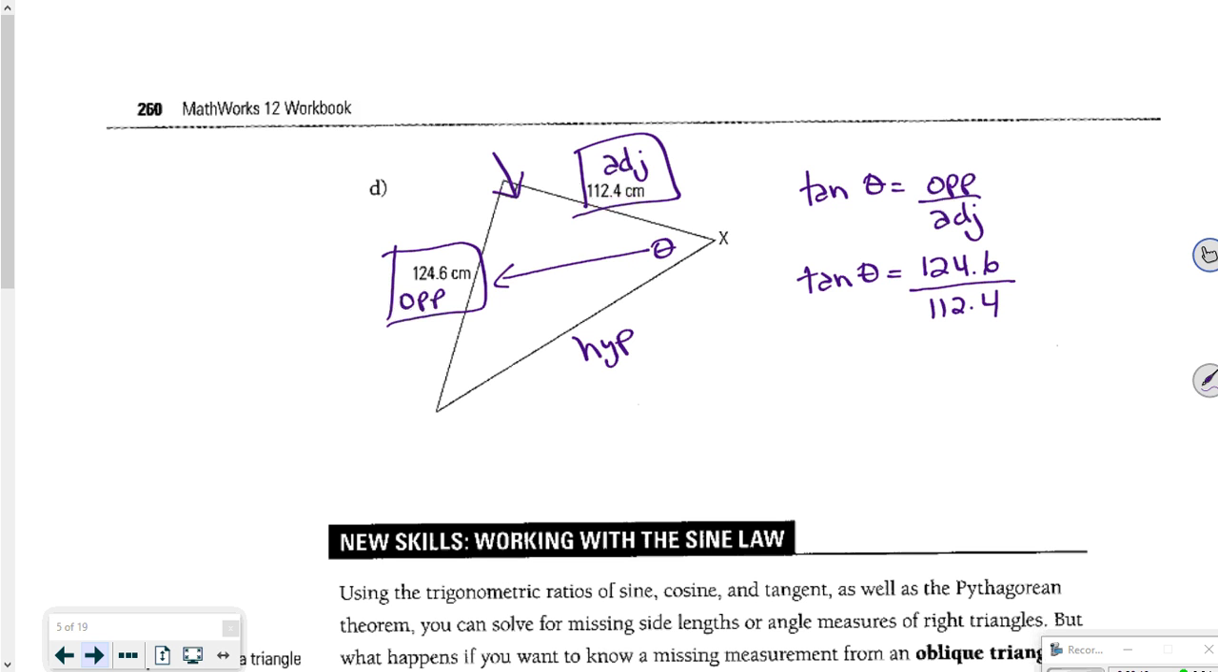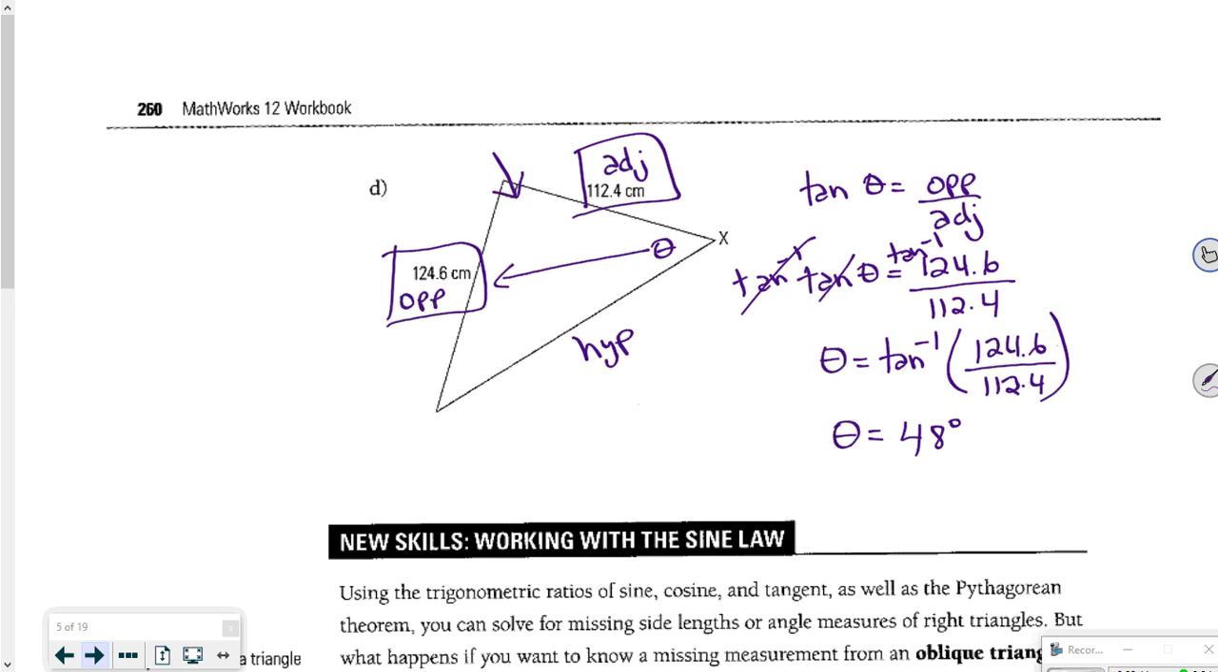And then solve. So we want the angle by itself, so we're going to get rid of the tan by doing the inverse tan, or tan^-1. Our angle equals inverse tan of 124.6 divided by 112.4. So our angle is going to be 48 degrees.